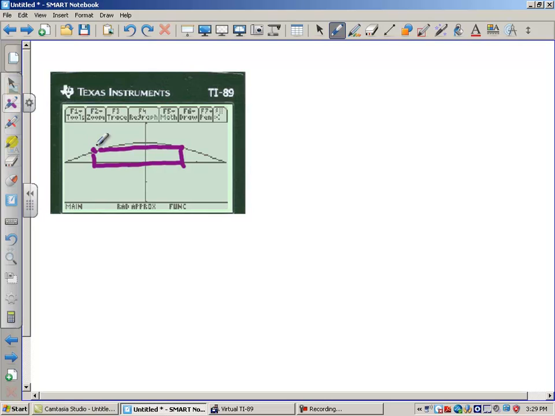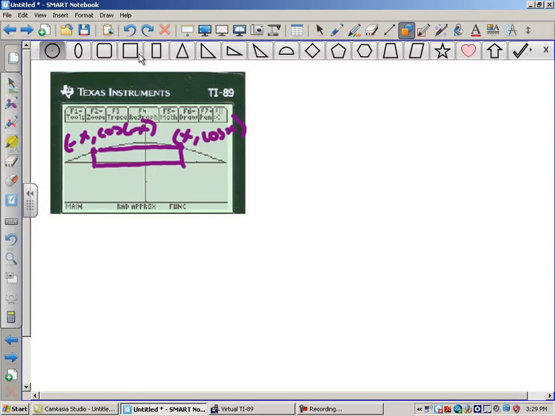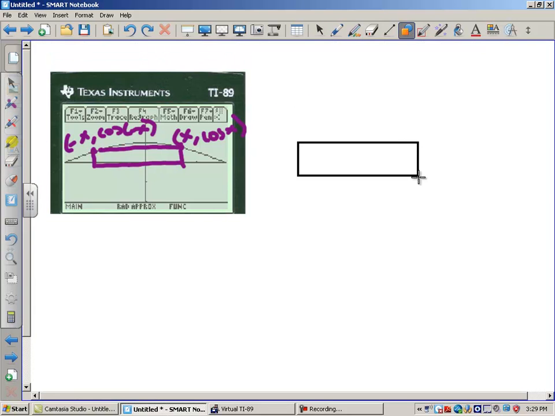So let's go ahead, there's our picture. Let's label these points. This point right here would be x, comma, cosine x. And this point over here would be negative x, comma, cosine of negative x. And let's talk about the area of this rectangle. Let's go ahead and draw this rectangle, a little rectangle shape here. So I'll blow it up over here.